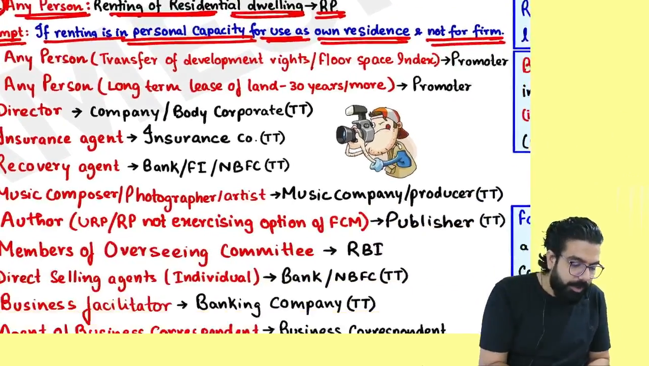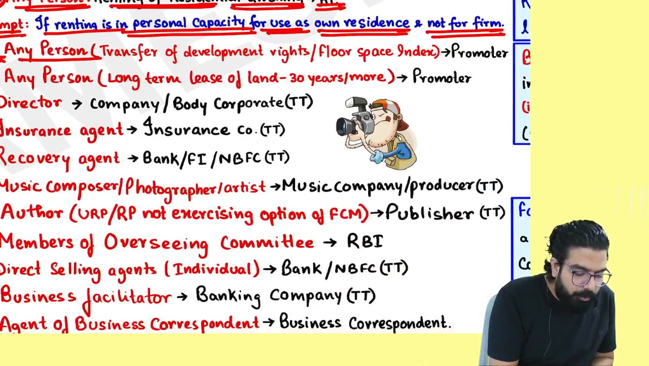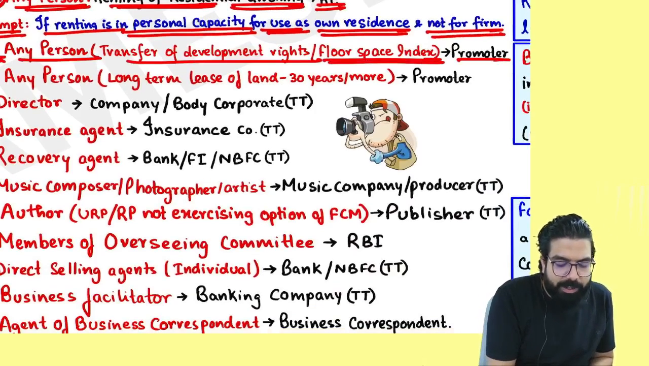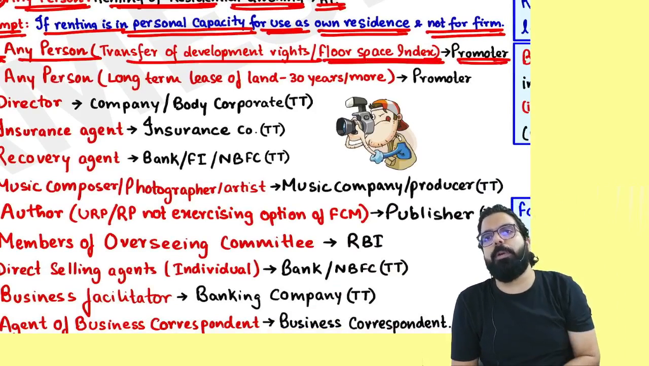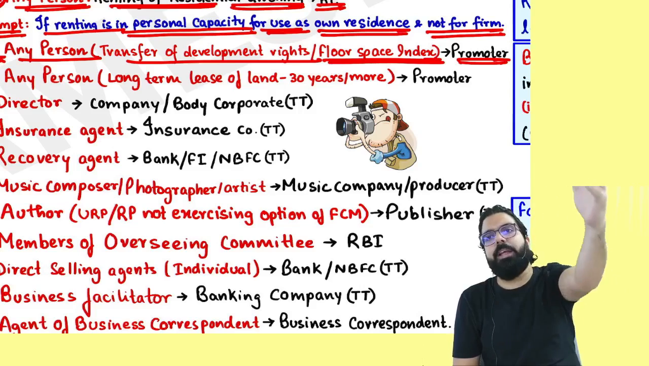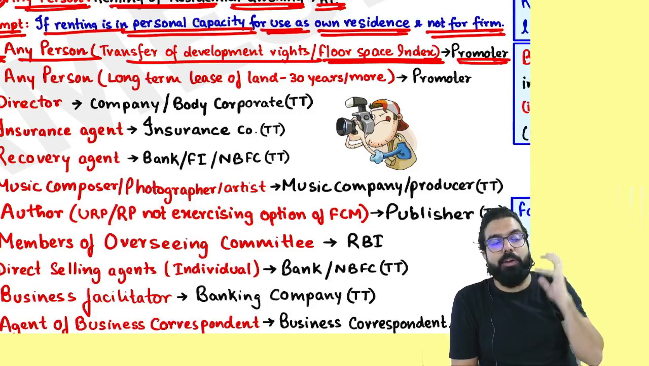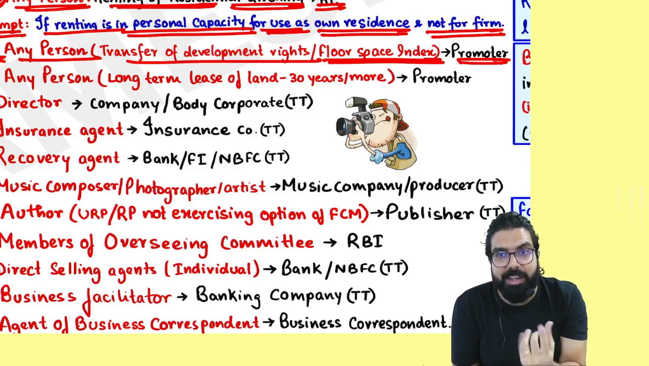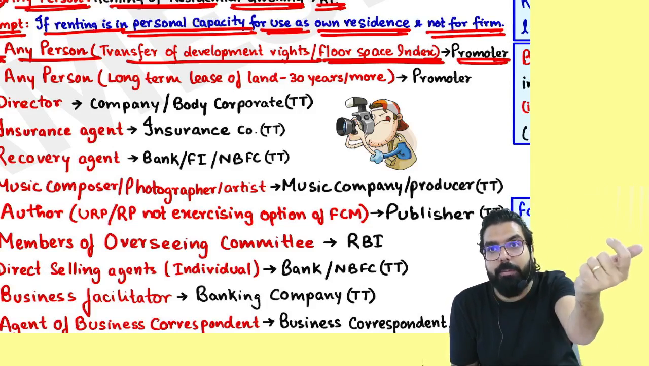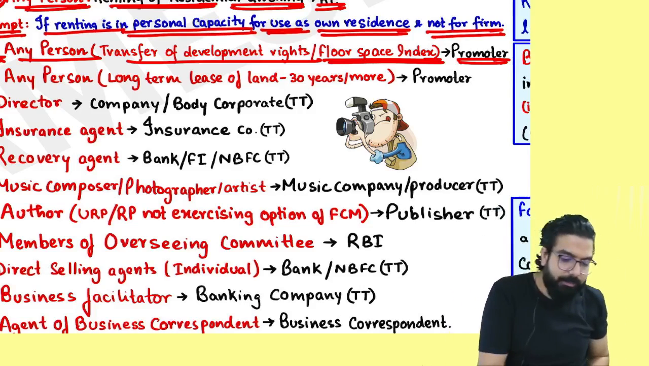Next. Any person transferring development right or floor space index to a promoter. People, my land is there. My land ka development right, I gave it to the promoter. Promoter told, I will make the building. In the building, I'll give you 2 flats. Did I go ahead and give him a service? My benefit out of my land, I went ahead and gave it to whom? Promoter. Always remember one thing, the promoter will pay GST under RCM.